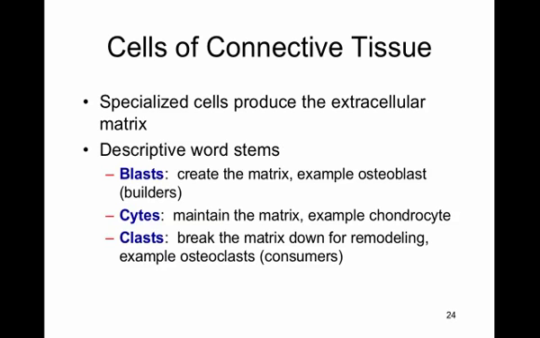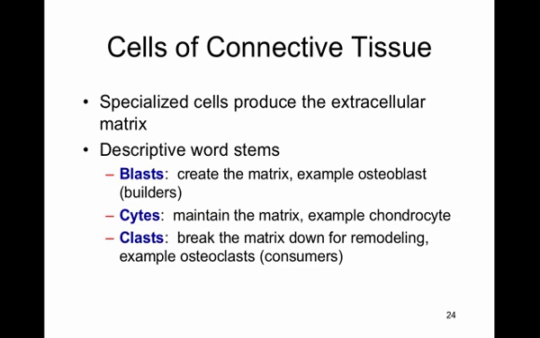Yeah, your red bone marrow, it's in your bone. And then we have some cells that produce extracellular matrix. We'll see a lot of these descriptive word stems, the suffixes. If you have blast cells, those would create matrix. A way I remember is a blast builds, and the last one, class consumes. So B and B, C and C: blast build, class consume.